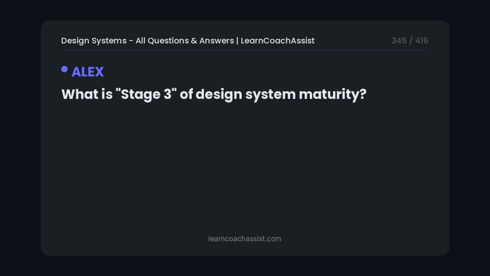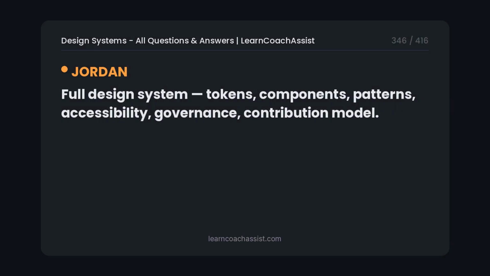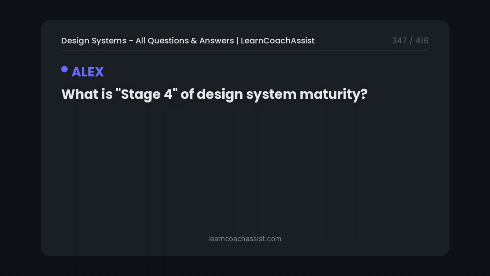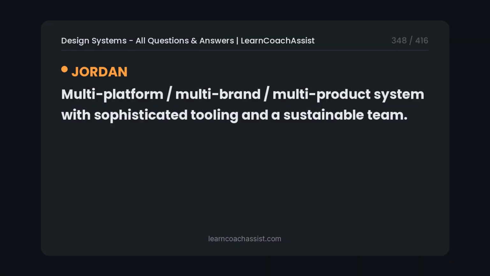What is stage 3 of design system maturity? Full design system, tokens, components, patterns, accessibility, governance, contribution model. What is stage 4 of design system maturity? Multi-platform, multi-brand, multi-product system with sophisticated tooling and a sustainable team.